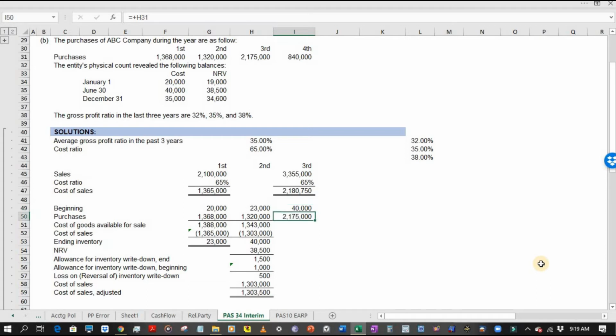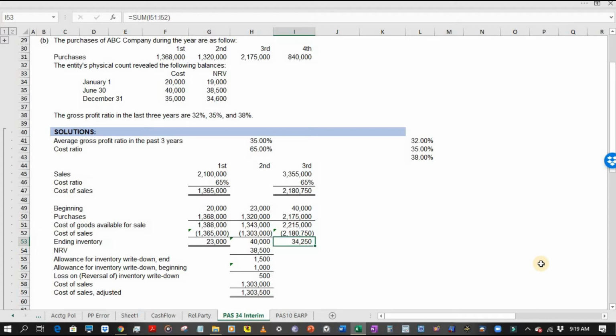Then the purchases is 2,175,000 pesos. So we have a cost of goods available for sale of 2,215,000 pesos. Then let us deduct the estimated cost of sales. Then we get our estimated ending inventory of 34,250 pesos.